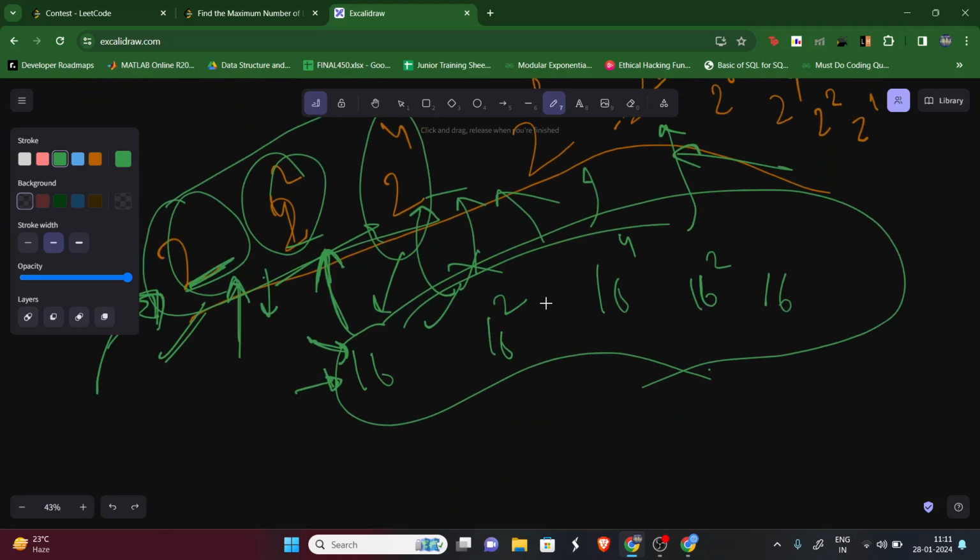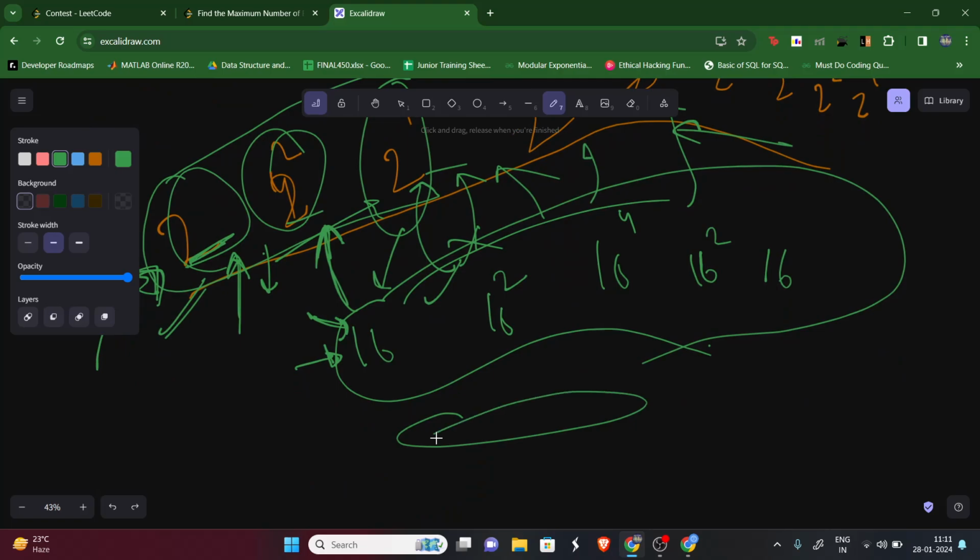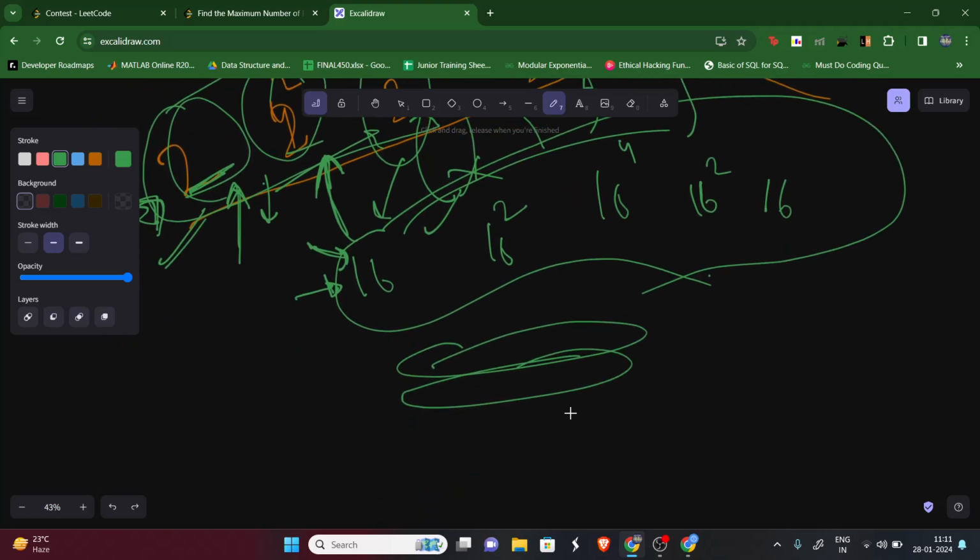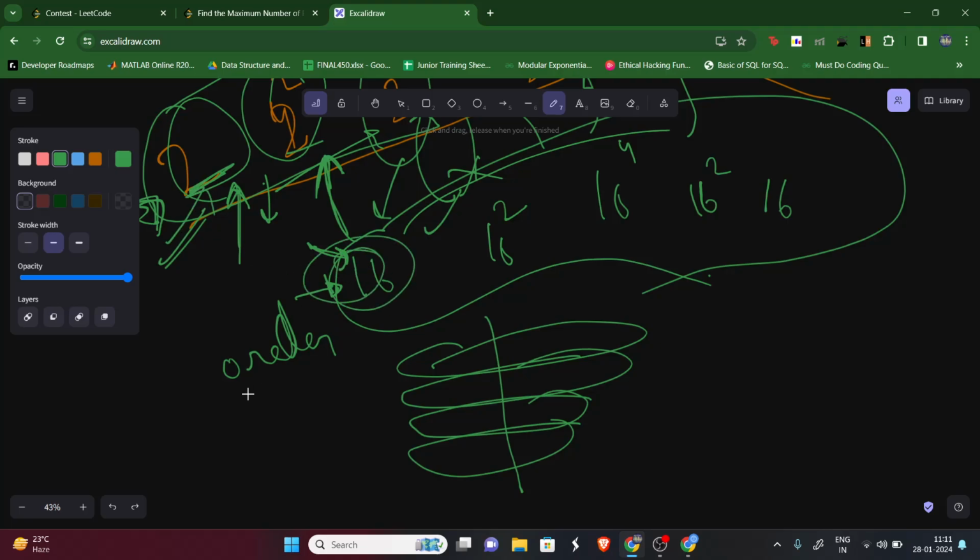So what will be our approach now? First of all, we'll store the frequency of all the numbers in a map. Now, let's say I am using an ordered map. Why ordered map? Because I want this to come before this 16. So if I'm using an ordered map, the keys will be sorted.